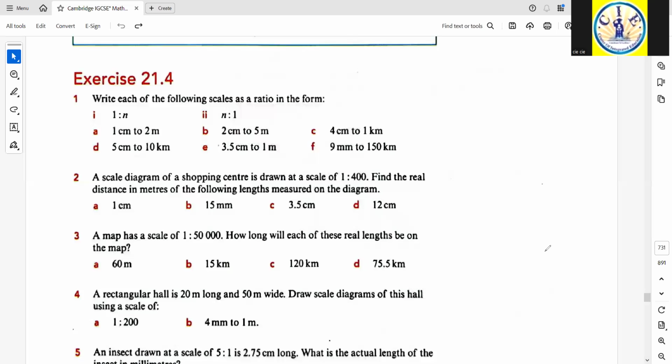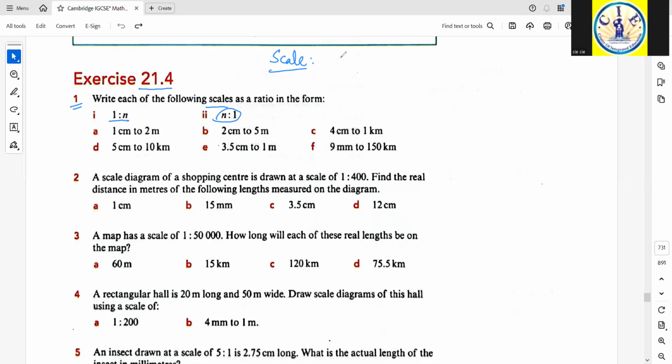In this video, we are going to start solving exercise 21.3. Question number 1. Write each of the following scales as a ratio in the form 1 is to n, then in the second part, n is to 1. First of all, let's see what the scale is.